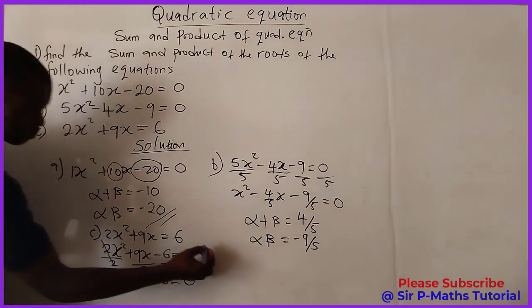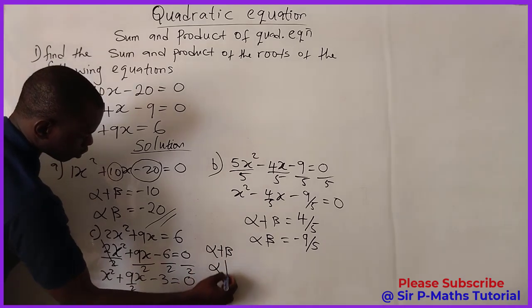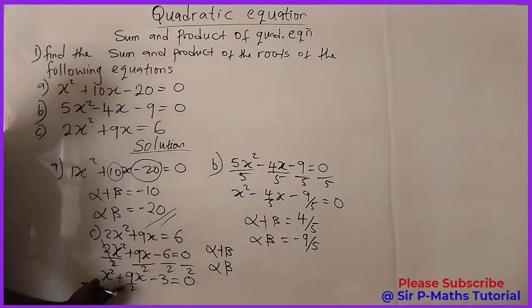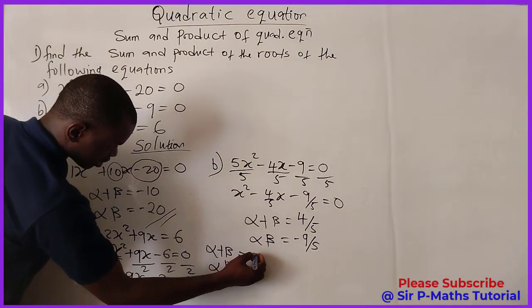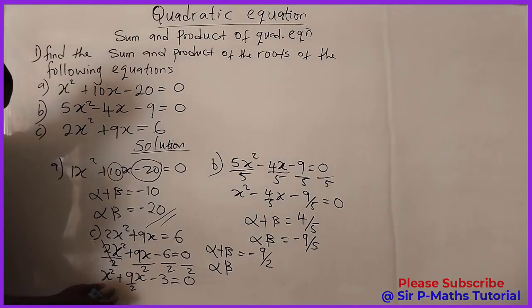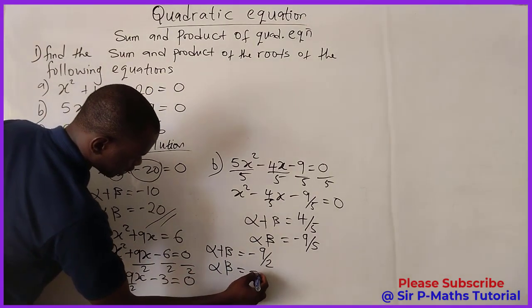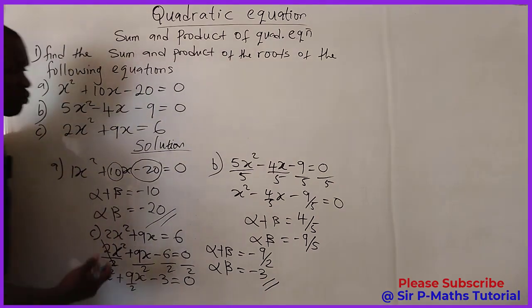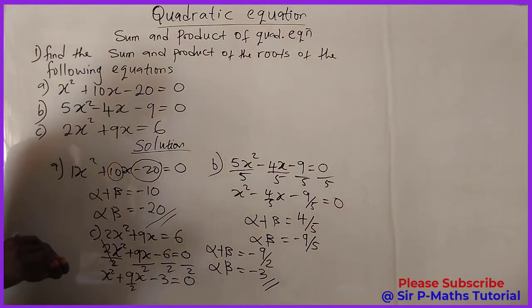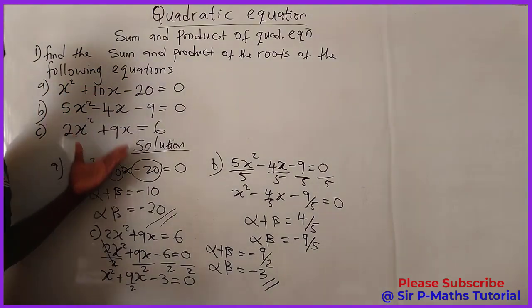Now, to get my sum, alpha plus beta, and my product, alpha beta, the sum is the additive inverse of the coefficient of x. So the additive inverse of 9 over 2 is negative 9 over 2. Then my product is the constant, which is minus 3. This is how we solve for the sum and product of a given quadratic equation.